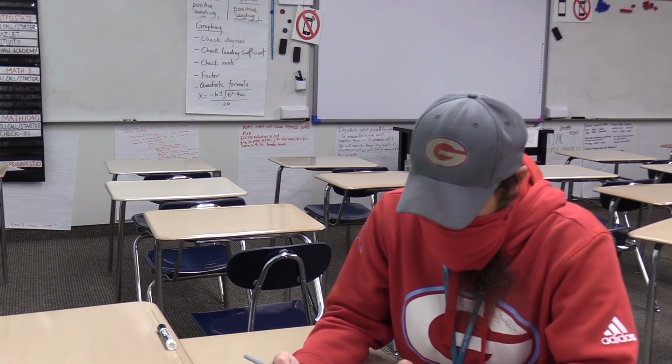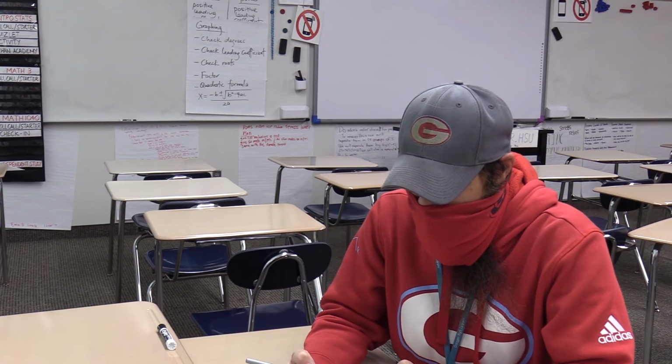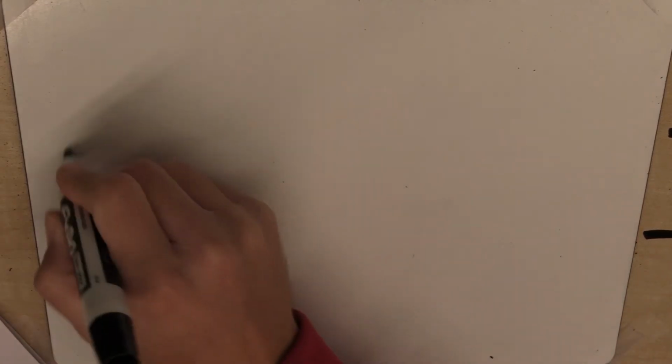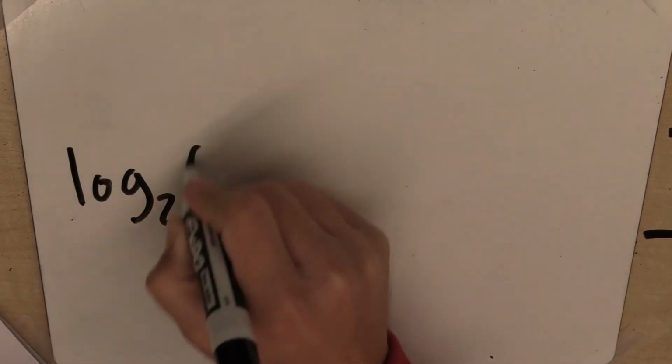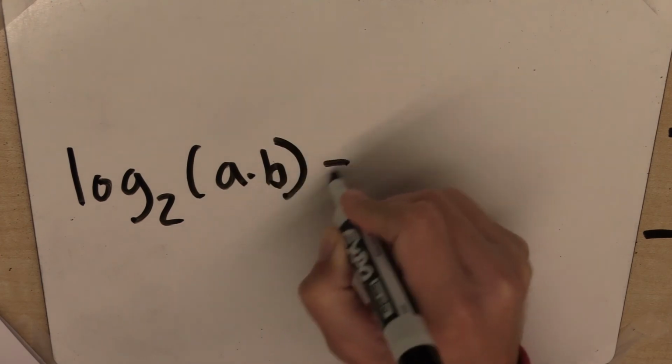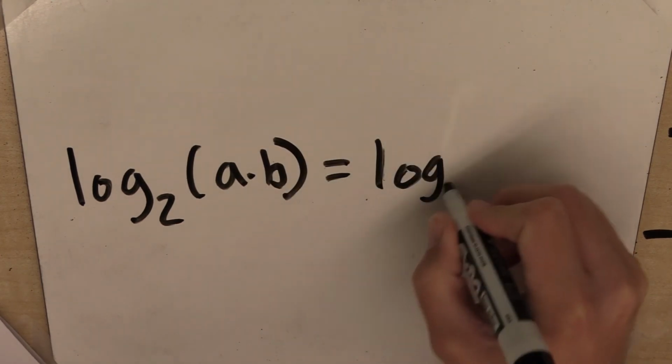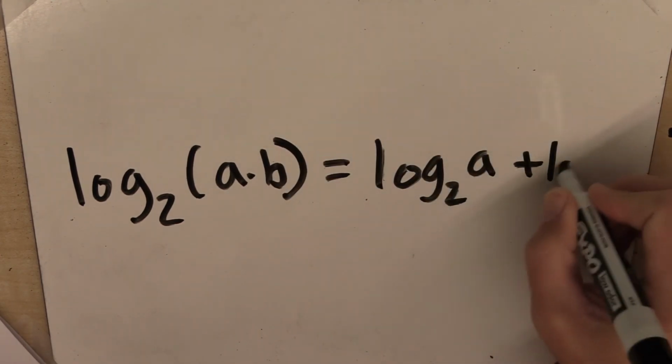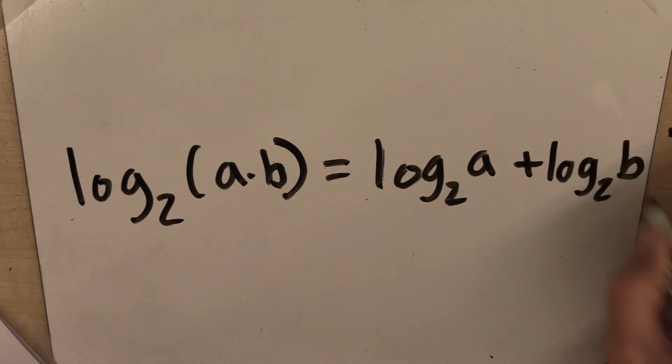I think it looks like the distributive thing that you were trying to do, but since you can't really distribute a function, it's really just a log multiplication rule. I guess my rule would be log base 2 of a times b is equal to log base 2 of a plus log base 2 of b.